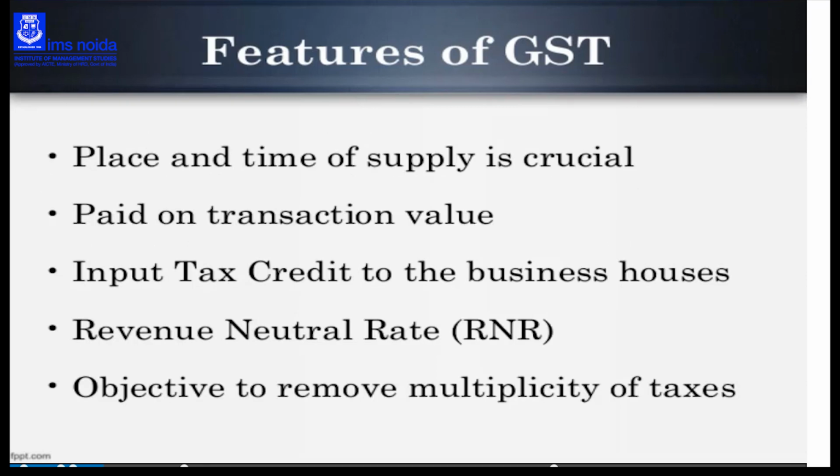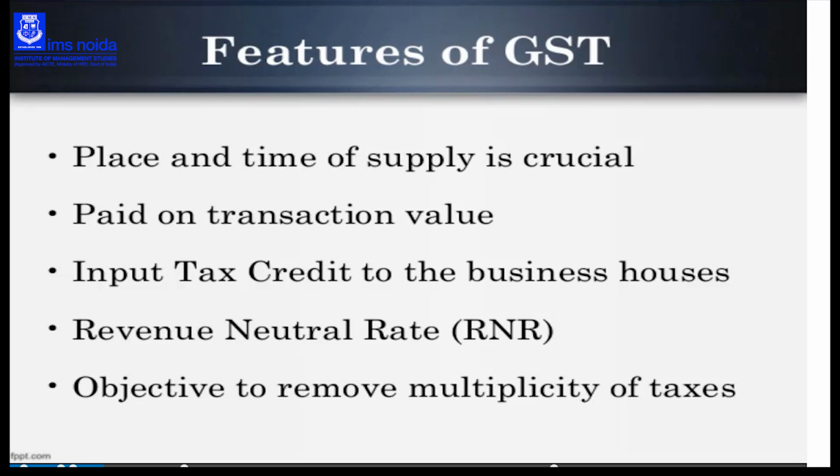So in GST, place and time of supply is crucial. Why is it said that place and time of supply is crucial? Because GST is a consumption based tax. The place where it is consumed, the place where it is supplied, we pay taxes over there only. That is why the place and time of supply of goods and services is crucial. It is paid on transaction value. We pay the GST on the transaction value, on the amount of the transaction we are incurring. We pay GST on that transaction.